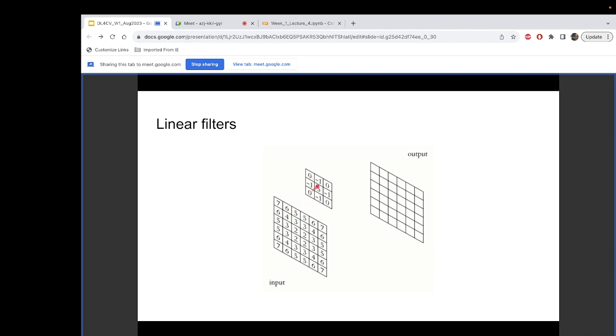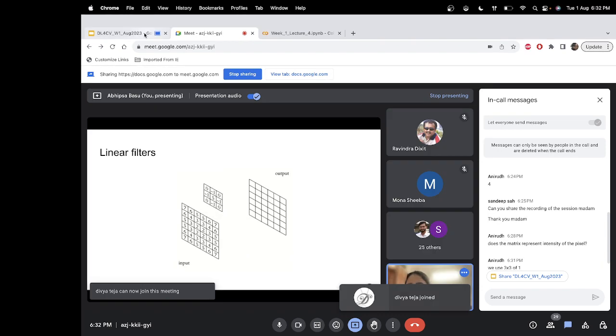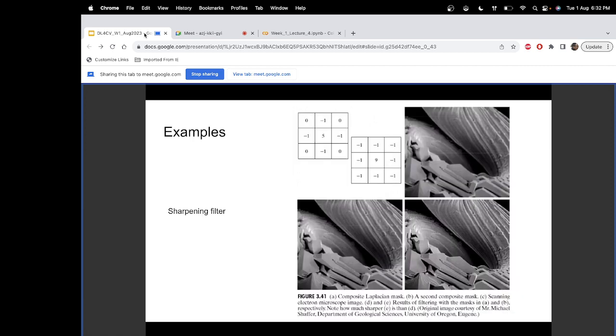So what you do is you put one across every element in this matrix, so 7 into 1, 6 into 1, 5 into 1, and so on. When you do the dot product and sum it up, it becomes a sum of this entire patch, and then you just divide it by 9 to get the average value, and that you replace. So that is what is called a linear filter.